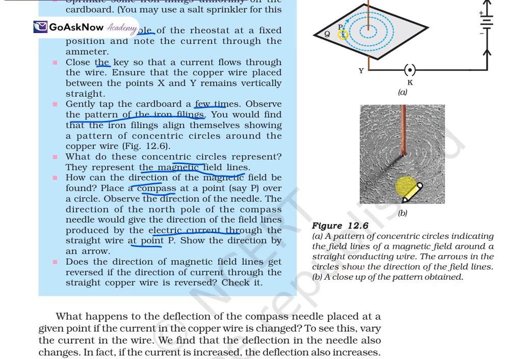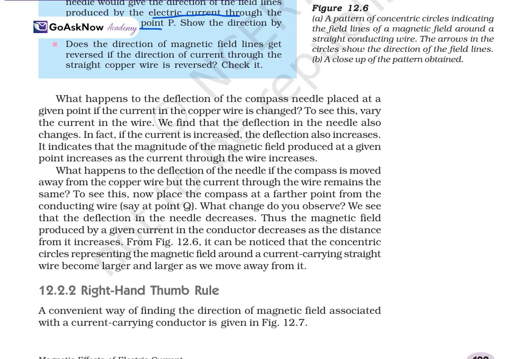The second is diagram B. It's a close up of the pattern. Now, what happens to the deflection of the compass needle placed at the given point if the current in the copper wire is changed? To see this, vary the current in the wire, and we'll find the deflection in the needle also changes. If we change the current, then yes, there is a deflection in the needle.